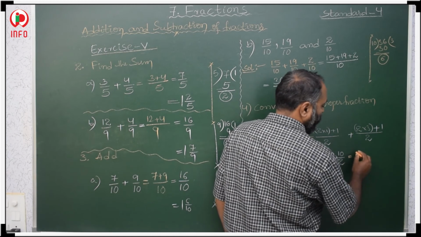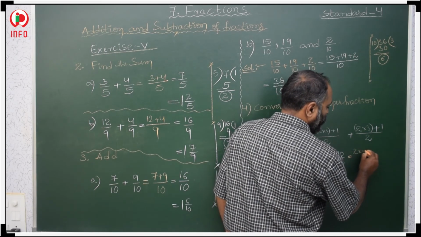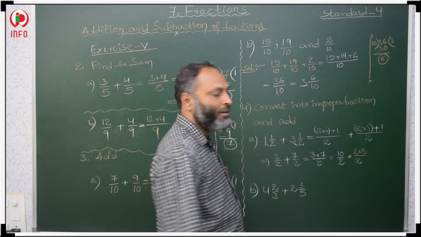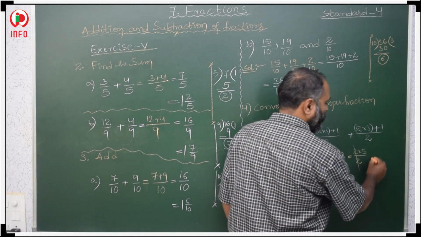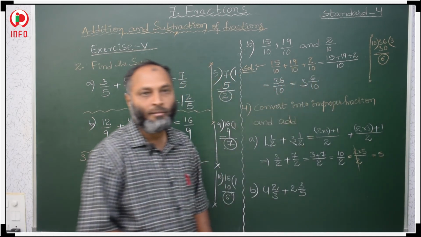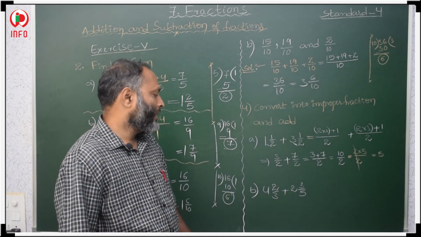For 10 we have to write prime factors. 2 5s are 10. Divided by 2, the 2 gets cancelled. Then you will get 5.